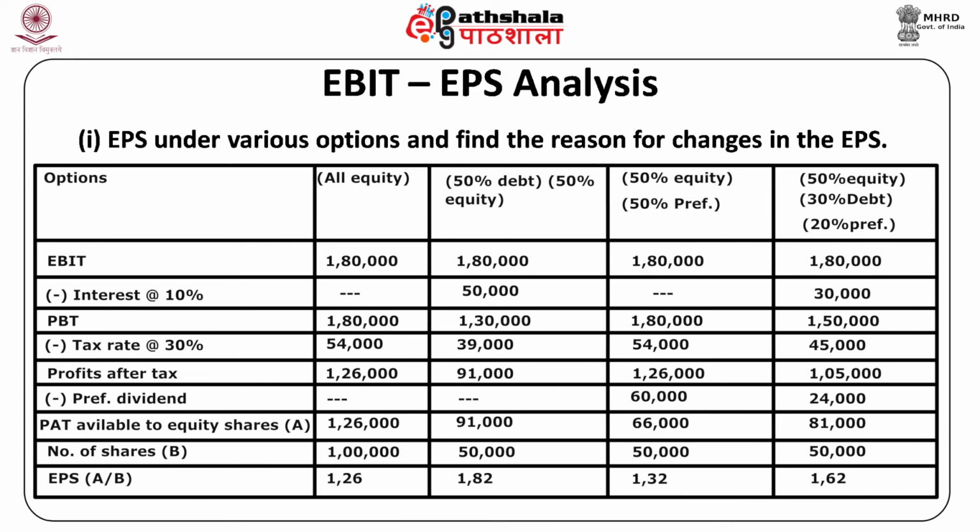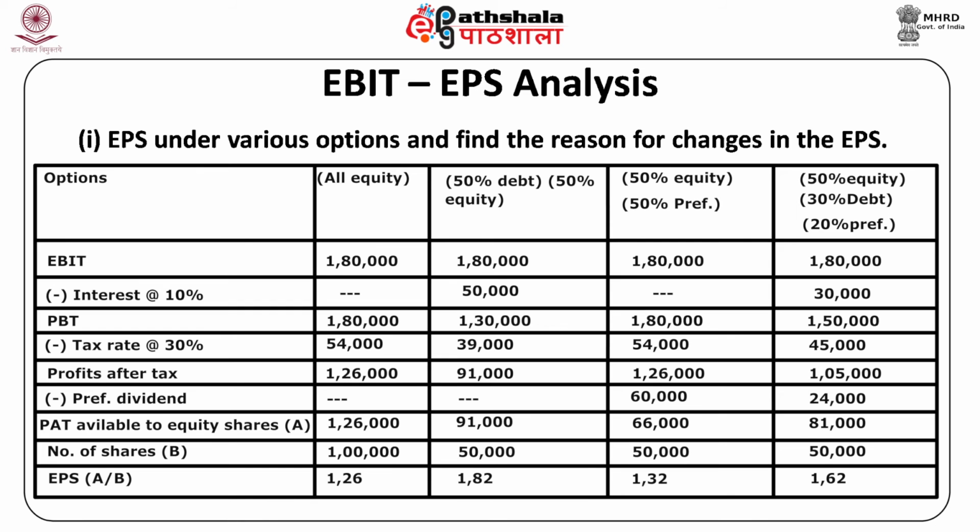Solution 7. EPS under various options and find the reasons for changes in the EPS. Now, if you look at the table, it has shown you the pattern of EPS calculation under different scenarios. To start with, EBIT is assumed at 1,80,000. Interest is at 10% and we can calculate PBT. Only in the second and fourth situation there is interest payable because company is taking loans.